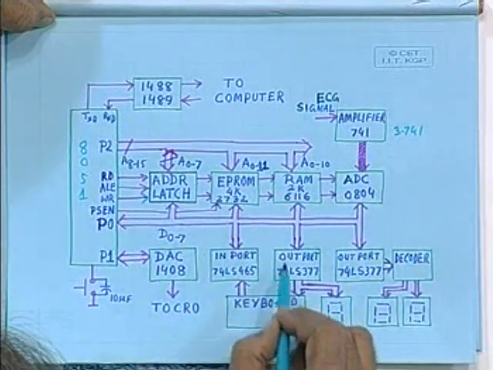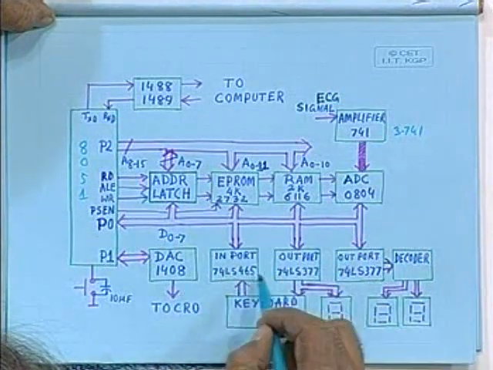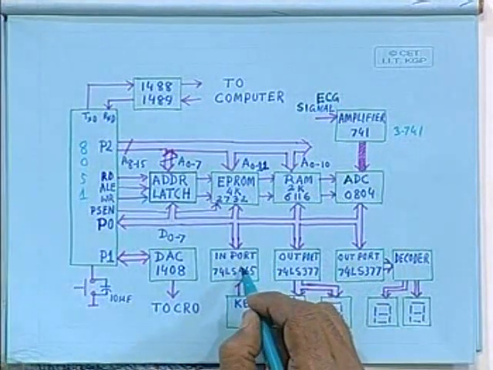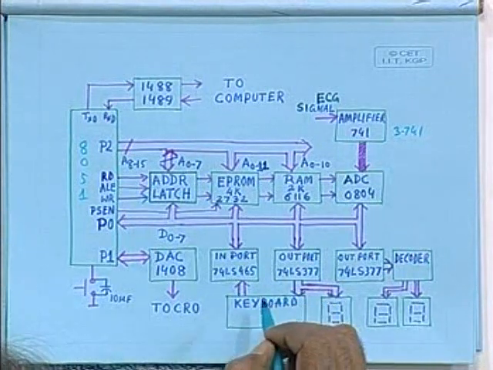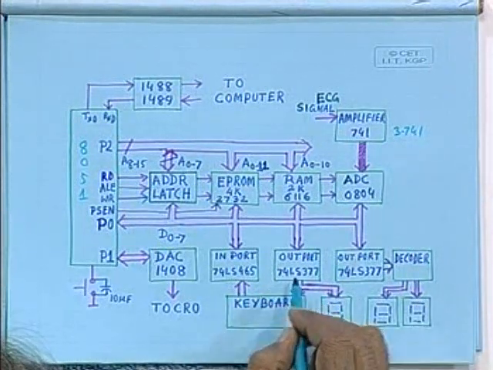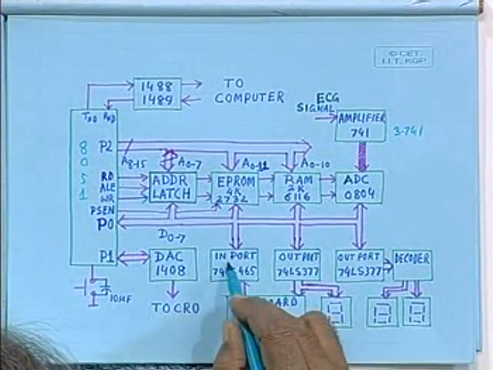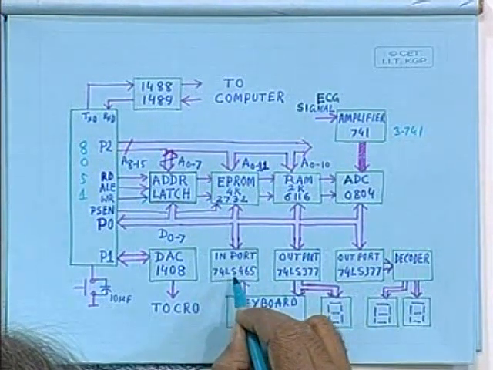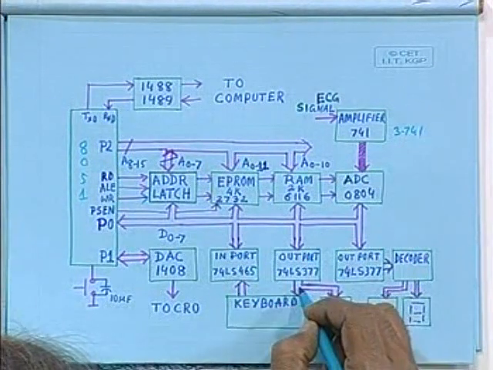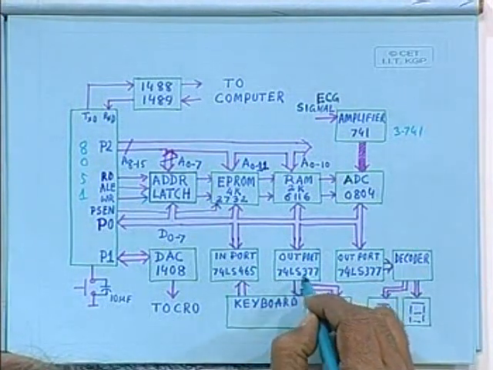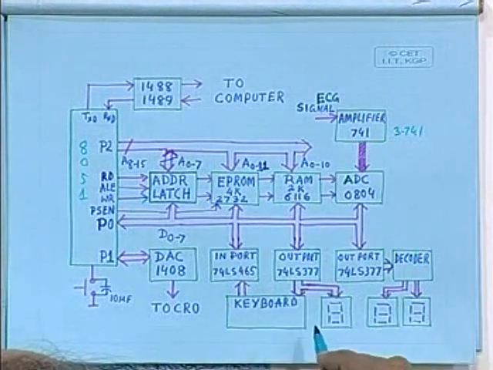And the necessary number of ports we have implemented with the help of suitable chips, as you can see, for the keyboard. The keyboard will require an input port as well as an output port. Here the input port is implemented by 74LS465, and the output port is also implemented by using 74LS373, 377.